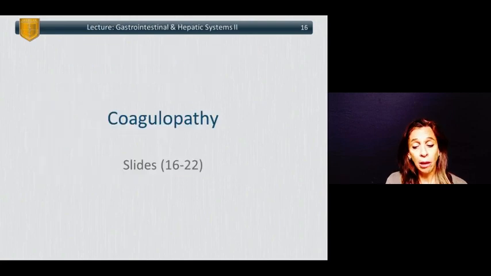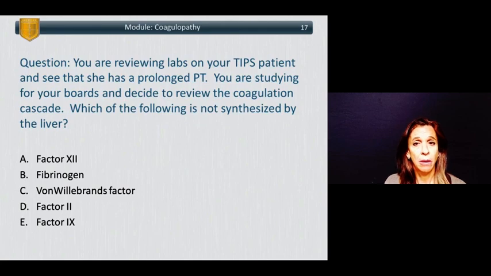Let's talk about coagulopathy, which is a common complication of liver disease. Let's start with a question. You are reviewing labs on your TIPS patient and see that she has a prolonged prothrombin time, or PT. You are studying for your boards and you decide to review the coagulation cascade. Which of the following is not synthesized by the liver?